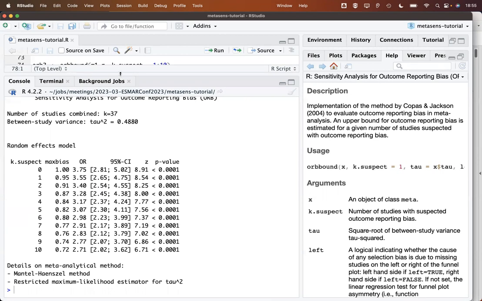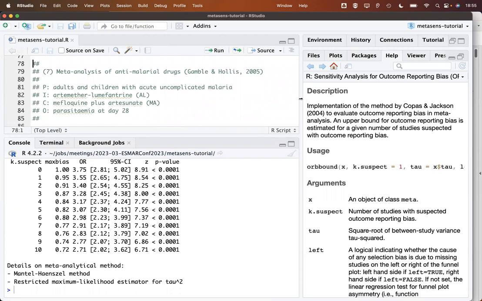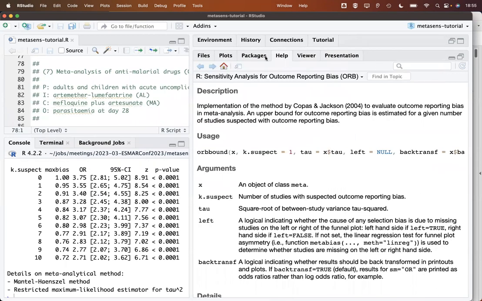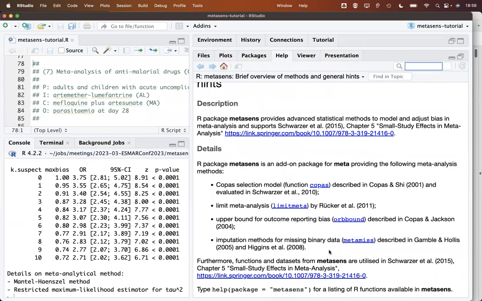Yeah, and then in the script you will also find an example for the last method that I have no time to talk about: the imputation methods for missing binary data. But I hope that through this tutorial you got a quick introduction to the metasens package, and you see that it is quite easy to use.